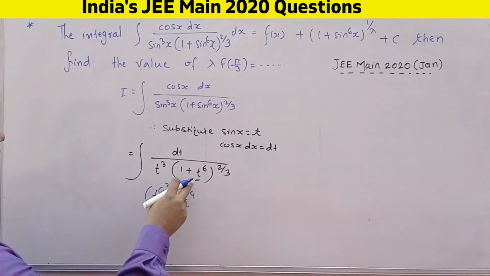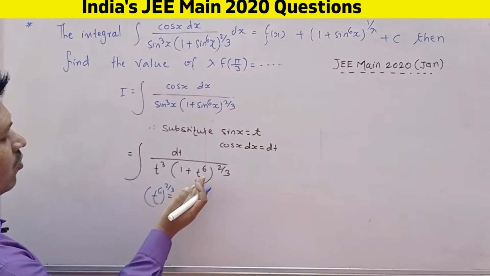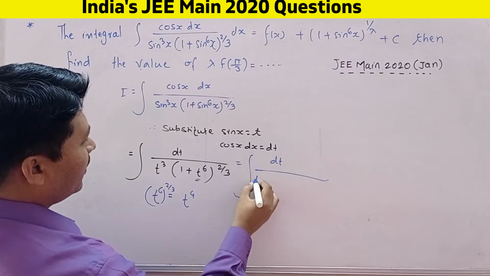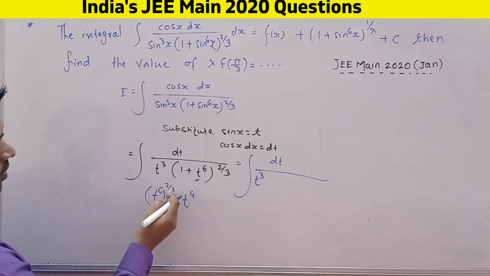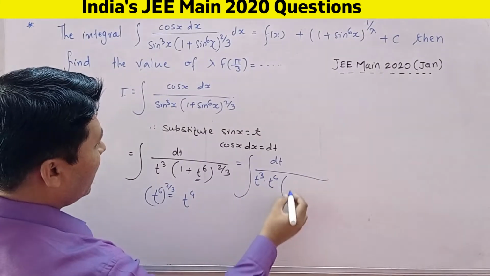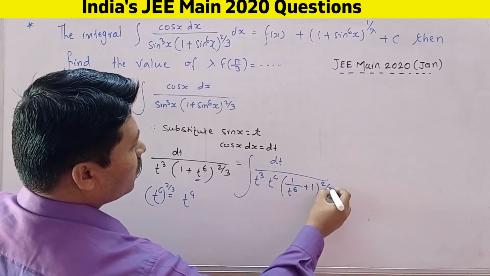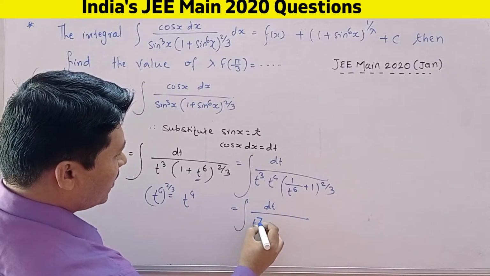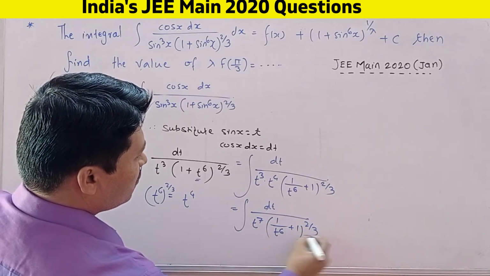Now we divide by t to the 6 throughout in the denominator part. We take t to the 6 common, so we get dt integration with t cubed into (t to the 6) to the power 2 by 3, that means t to the 4, and this term divided by t to the 6 plus 1 to the power 2 by 3. Now the integral becomes dt upon t to the 7 times (1 by t to the 6 plus 1) raised to 2 by 3.